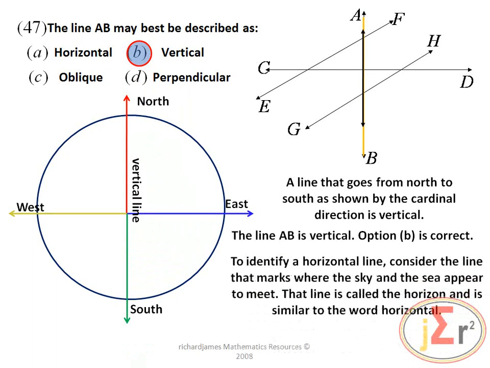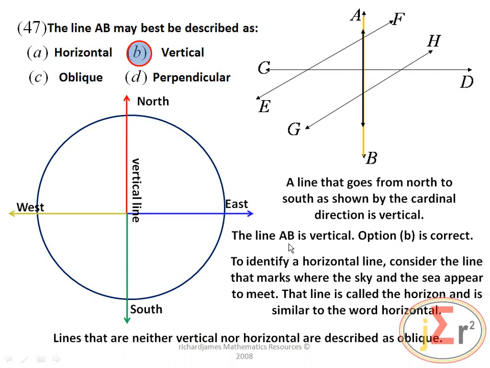Vertical. To identify a horizontal line, consider the line that marks where the sky and the sea appear to meet. That line is called the horizon and is similar to the word horizontal. So horizon and horizontal are related words. And you can take a look at that to see if a line is horizontal. So this line CD is horizontal. Lines that are neither vertical nor horizontal are described as oblique.